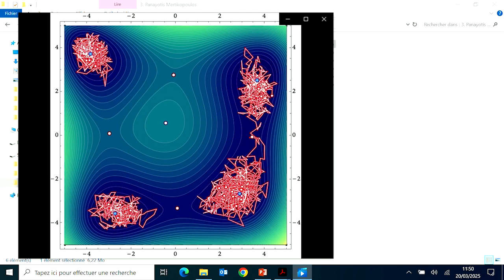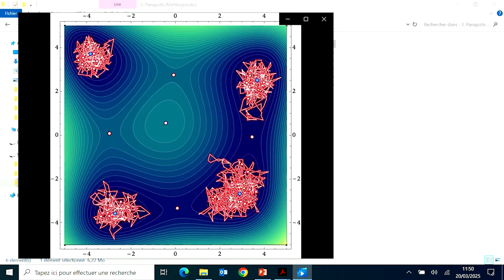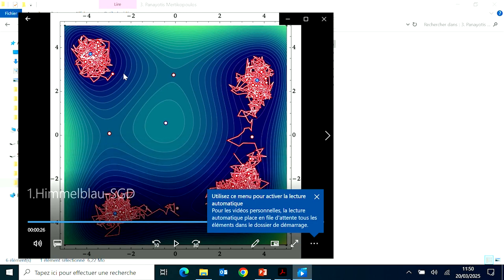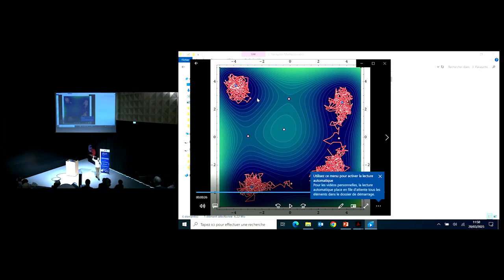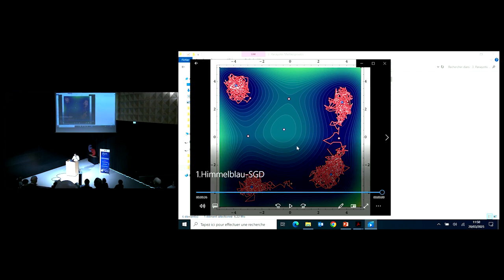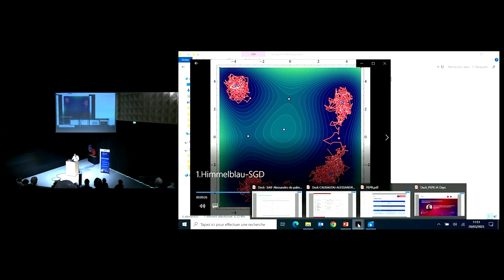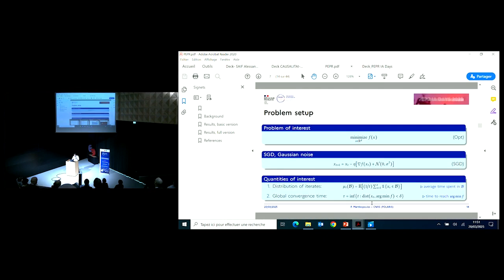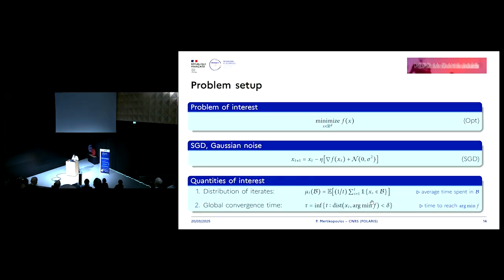This is something important to keep in mind, that SGD, especially SGD with a constant step size, never actually converges. It actually concentrates and keeps moving. Any given SGD particle will keep moving around space, spending most of its time around different local minimizers. And what we want to study is exactly how much time it spends near any specific minimizer.